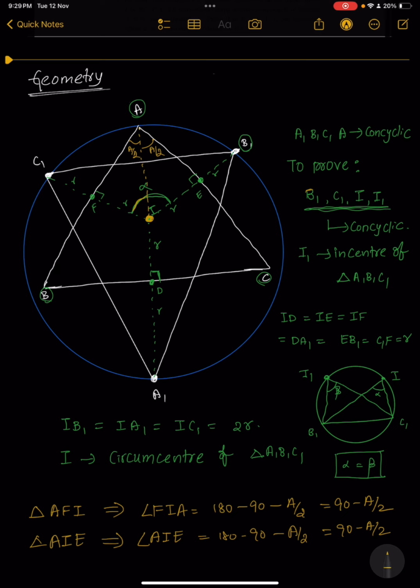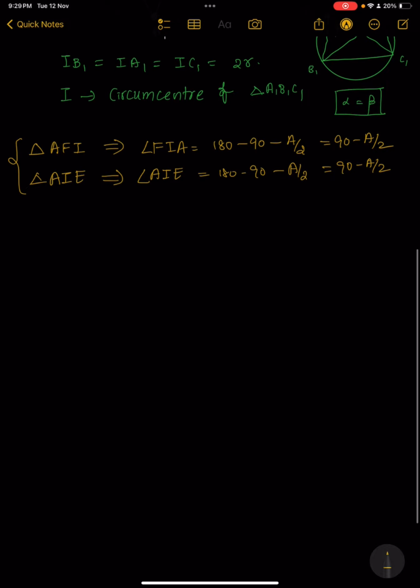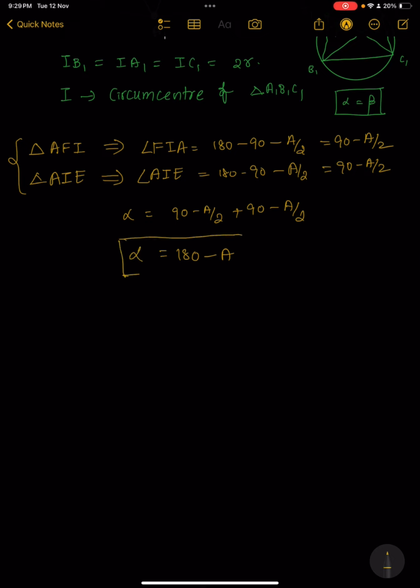So now we have to find out alpha. Alpha will be the sum of these two angles, correct? So alpha is equal to 90 minus A by 2 plus 90 minus A by 2. That is 180 minus angle A. So we found out that alpha is 180 minus angle A, correct?